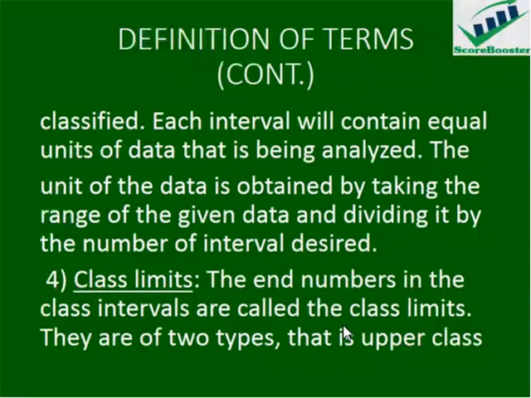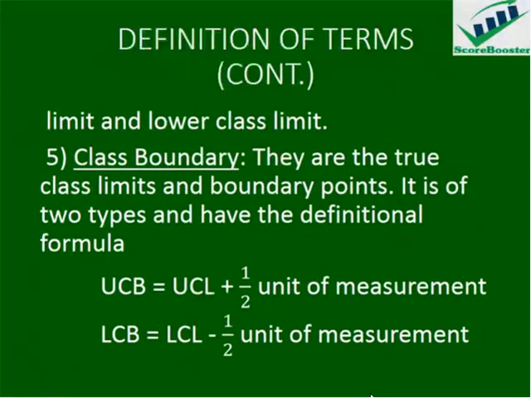So class limit. Class limit is the end numbers in the class interval, like the class 5 to 9. The lower class limit is 5, and the upper class limit is 9. So that is why we said there are 2 types of class limits, which is the upper class limit and the lower class limit, which I just explained.